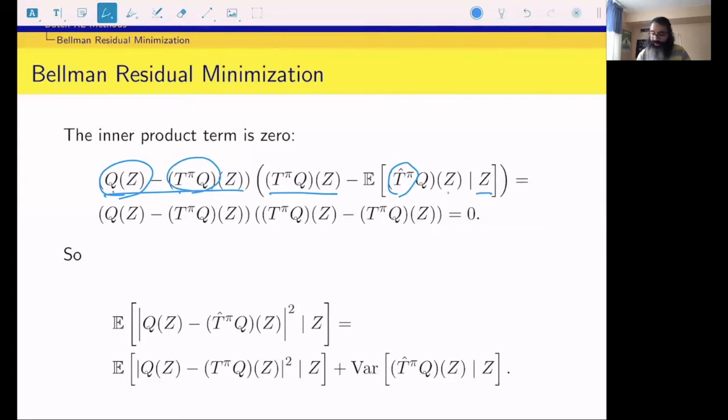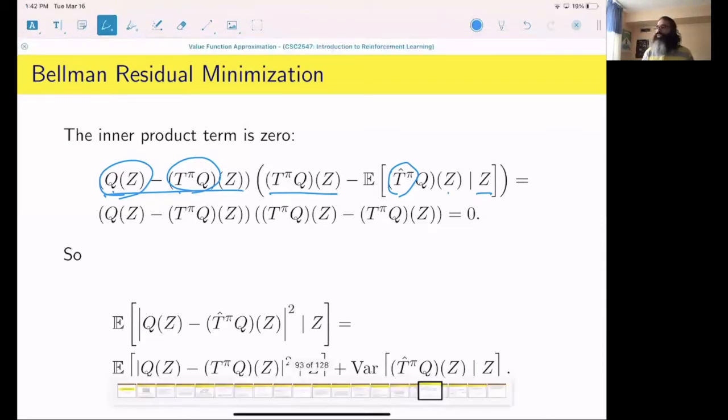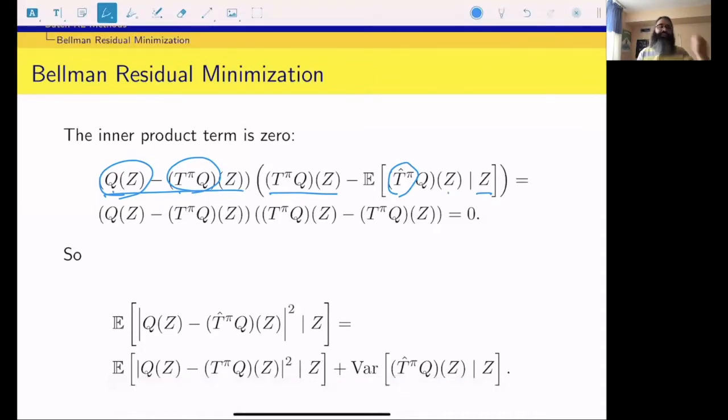So this one, there is some randomness beyond z in this T hat pi, which is basically because we have randomness over the next state. So even if I give you z, you don't know what the next x prime would be. But this expectation, as I showed before, is exactly equal to T pi Q evaluated at z, because T hat pi was an unbiased estimate of T pi of Q.